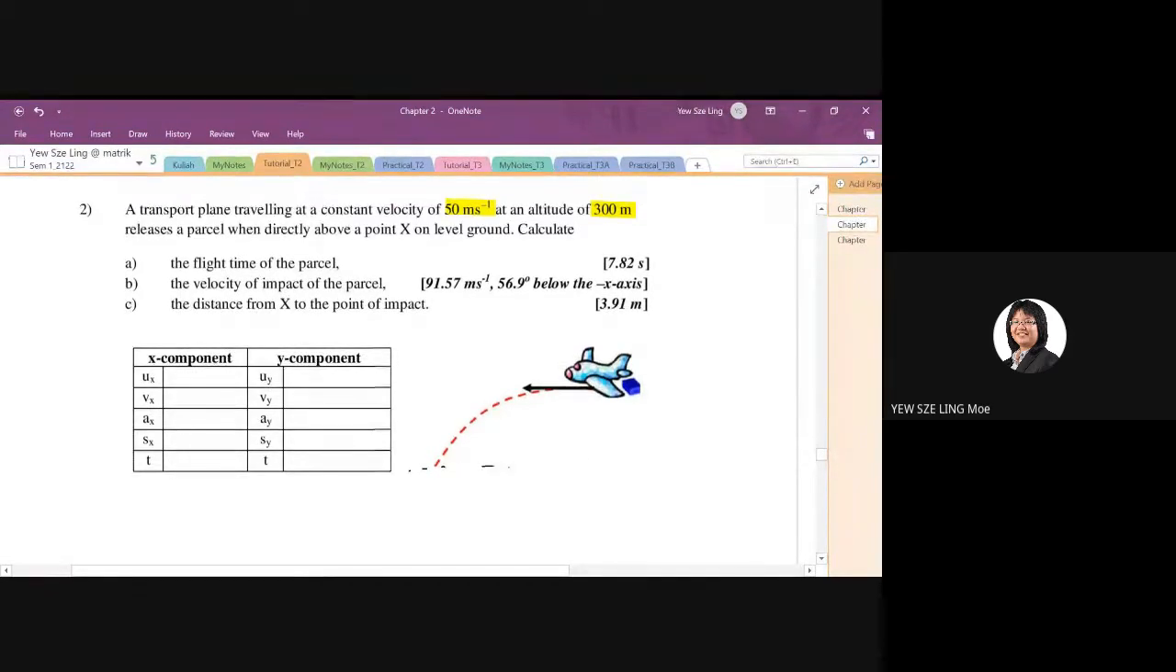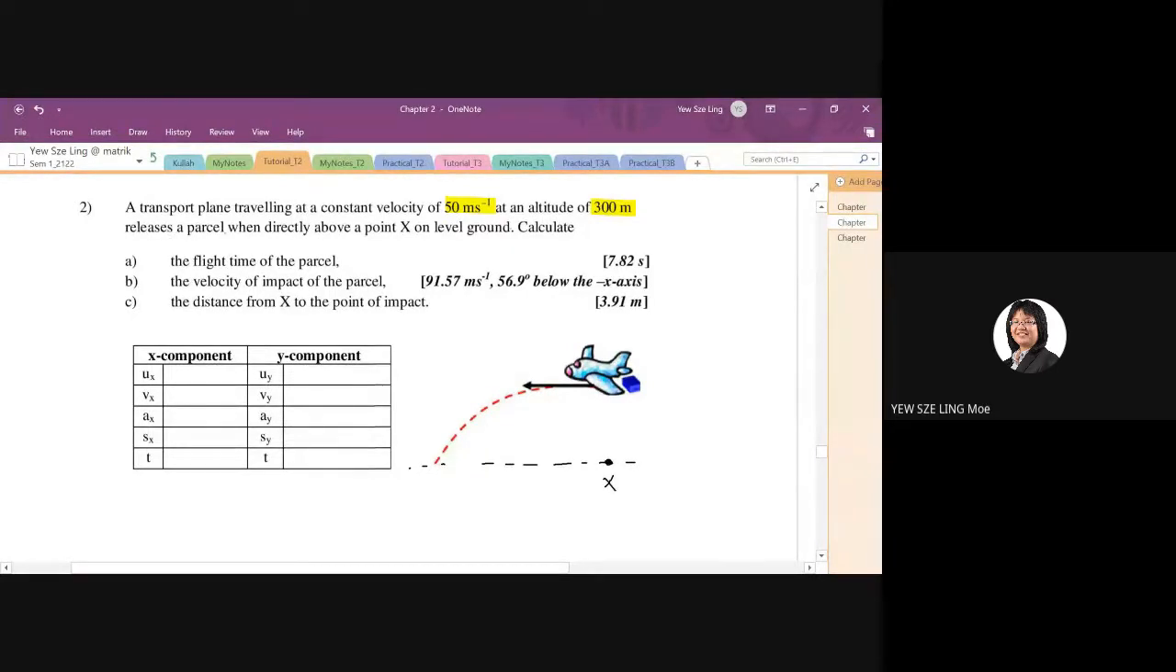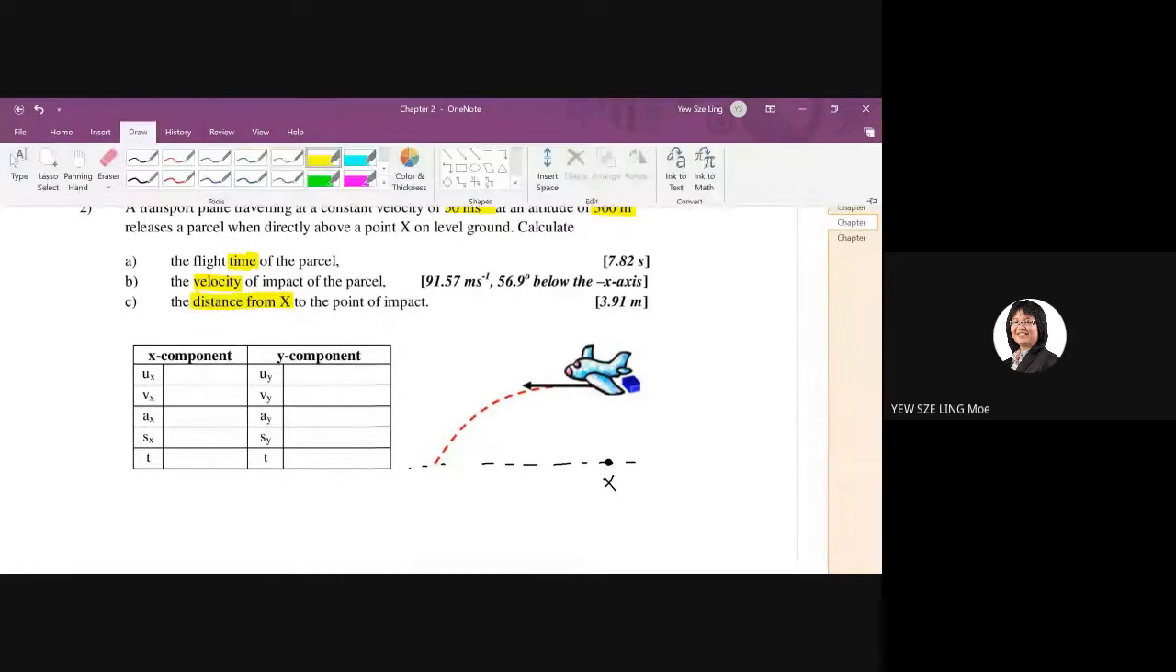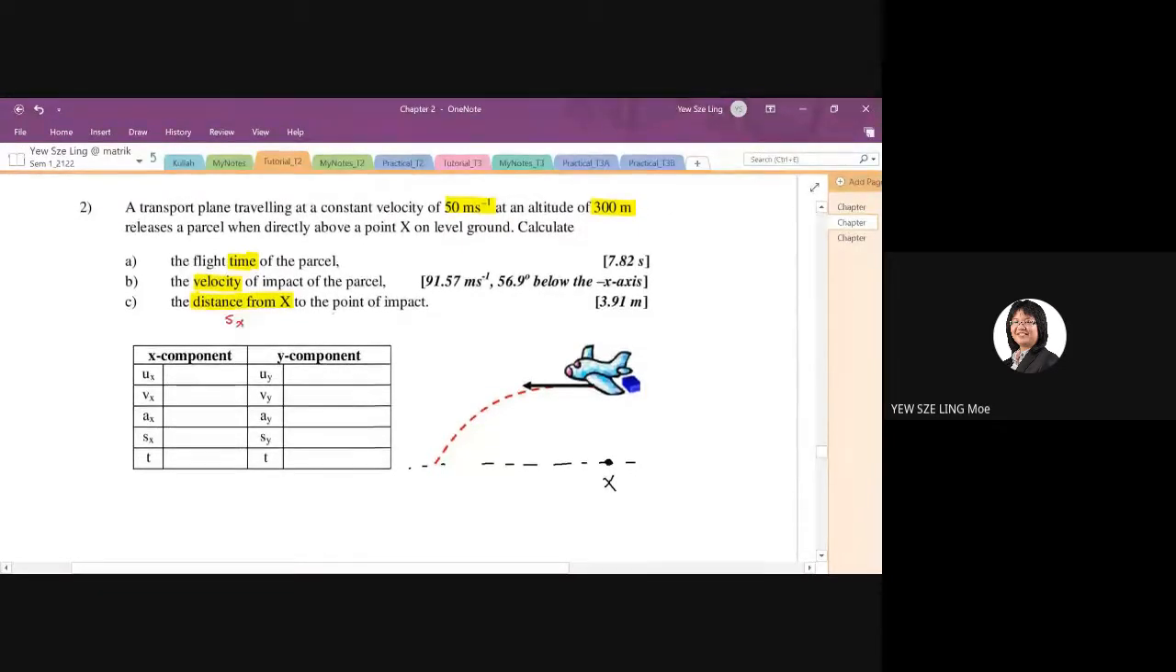Okay, so this is your ground and then this is your point X. Okay, so calculate the flight time, so the flight time of the parcel, the time taken, and then the velocity of the impact. So flight time, simple. Now, if you look at this question, it just mentions velocity without telling you whether it's x-axis or y-axis, which means you need to calculate its resultant velocity. And then the last one is the distance from point X. So distance from point X refers to what? It refers to the range, Sx.